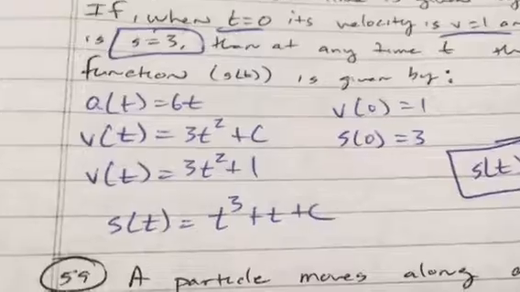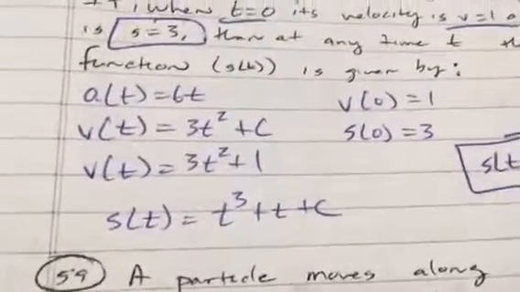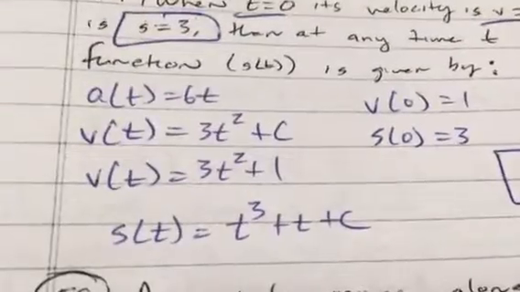Acceleration of a particle moving. So if you know a of t is 6t, then you know the antiderivative is the velocity function. I told you that when t is 0, v is 1. So v of 0 is 1. So that's what c is.